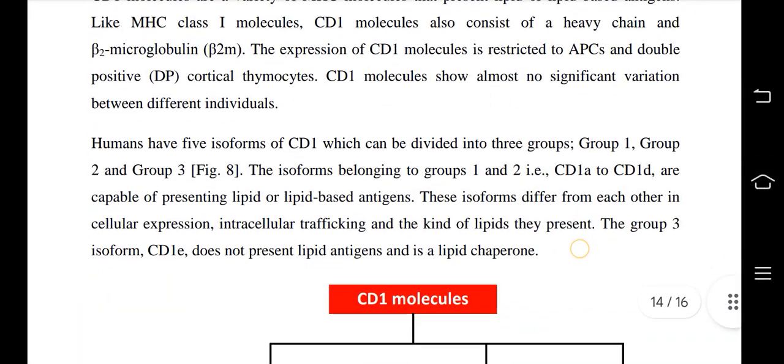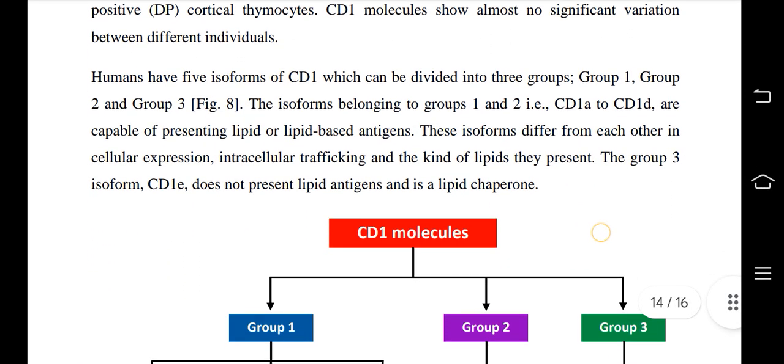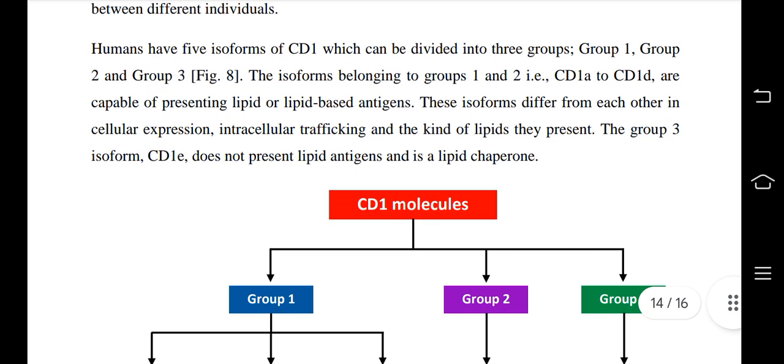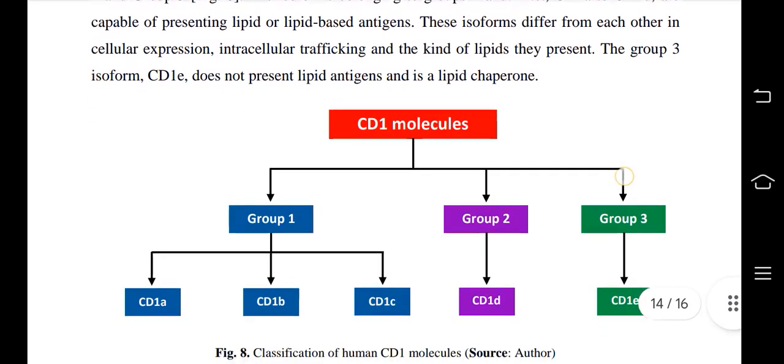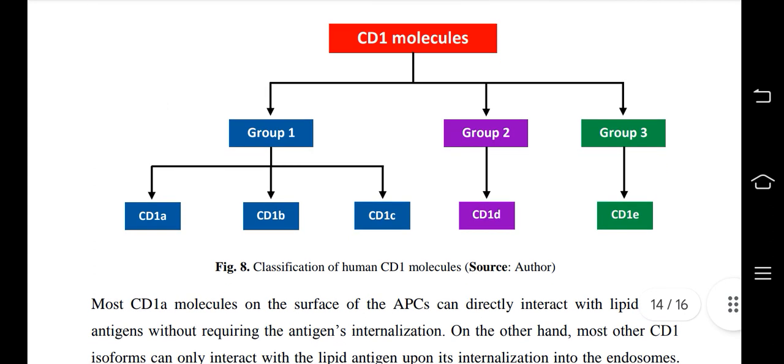Humans have 5 isoforms of CD1 which can be divided into 3 groups, group 1, group 2, group 3. The isoforms belonging to groups 1 and 2, CD1A and CD1D, are capable of presenting lipid or lipid-based antigens. These isoforms differ from each other in cellular expression, intracellular trafficking, and the kind of lipids they present. The group 3 isoform, CD1E, does not present lipid antigens and is a lipid chaperone. CD1 molecules: group 1, group 2, group 3, CD1A, CD1B, CD1C, CD1D, CD1E.